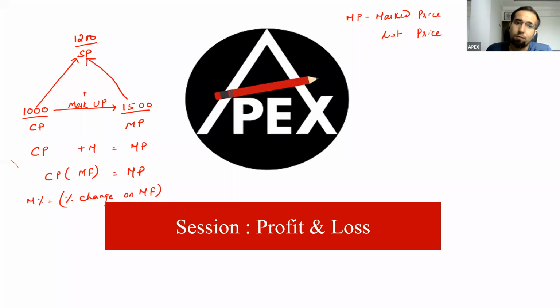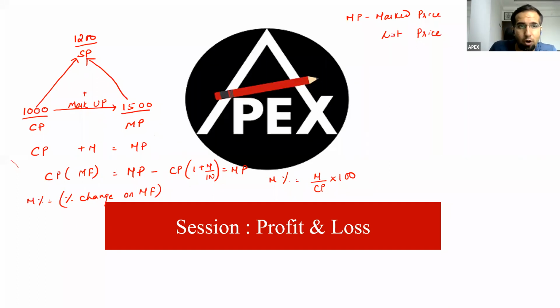Clear, guys? If you want a very basic method of looking at it, this is nothing but cost price into 1 plus M percentage is equal to marked price. Or I would also say markup percentage is equal to markup by cost price into 100. You can note these formulas if you want to, but according to me, if you're good at percentage, I don't need to remember the formula. Clear, guys? And markup is always a percentage increase.